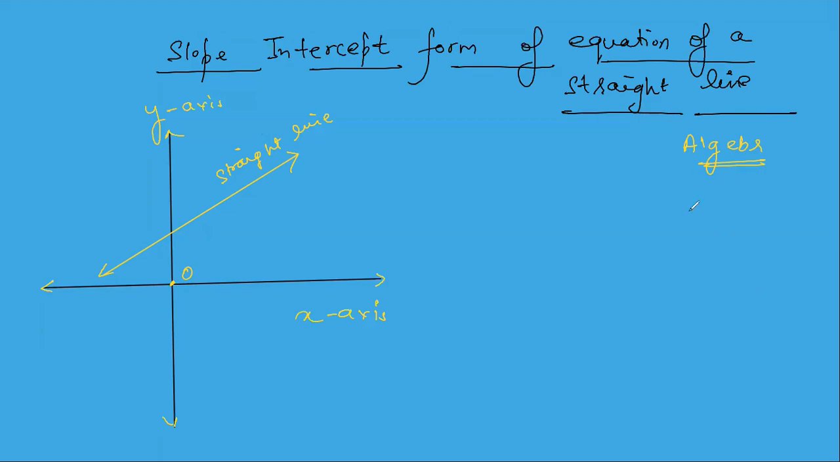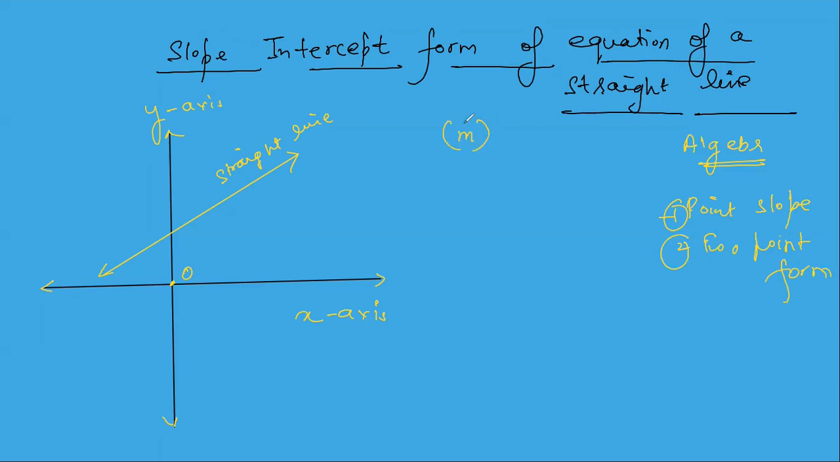Earlier, in the two previous videos, we discussed two forms. One is the point-slope form, whenever there is one fixed point on the straight line, and the second form we did is the two-point form, when we have two fixed points on the straight line. But right now here there is no fixed point. Here we have the slope, which is equal to m.